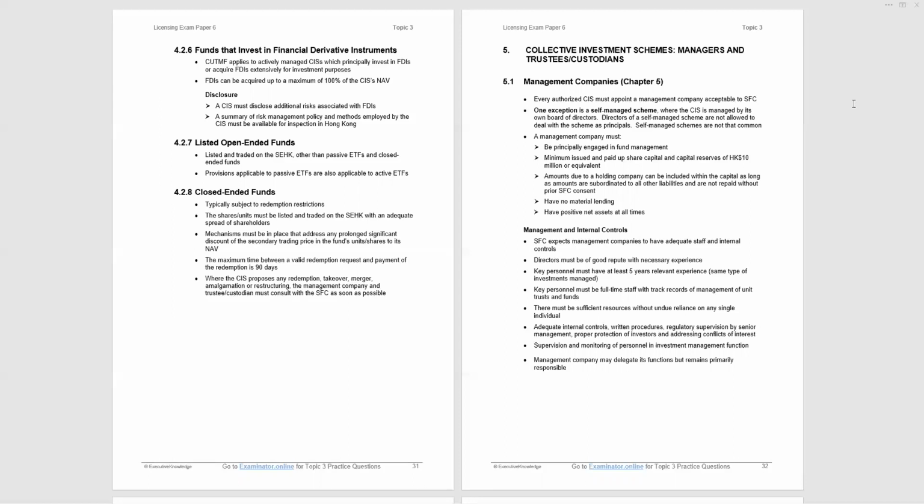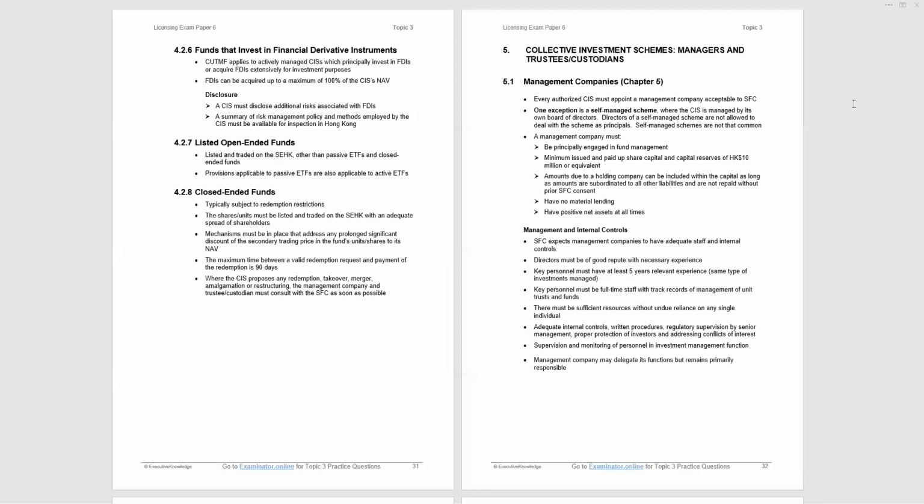I think that's just a little bit too much detail. Should be no material lending and have positive net assets at all times. I would pick out the first 2 points and the last 2 points as having been examined in the past. Details on management and the internal controls of these management companies. Well, the points that are being listed here are to make sure that it's a substantial management company. It's not a one-man band. It's not somebody that just set up a business with a computer and an internet connection.